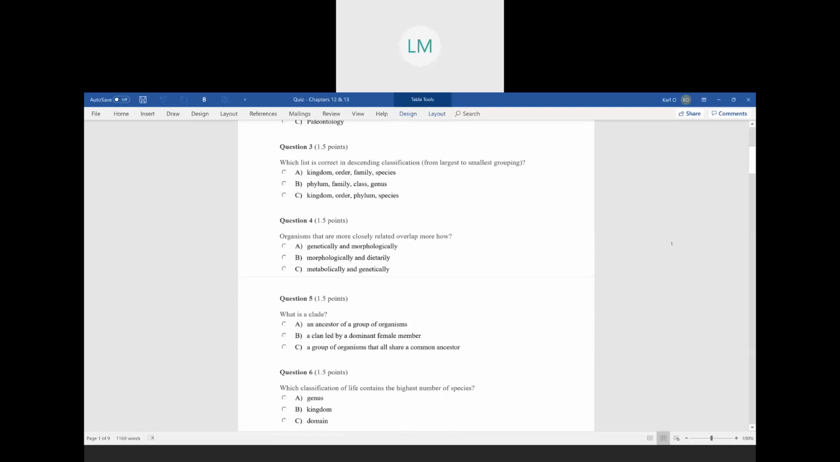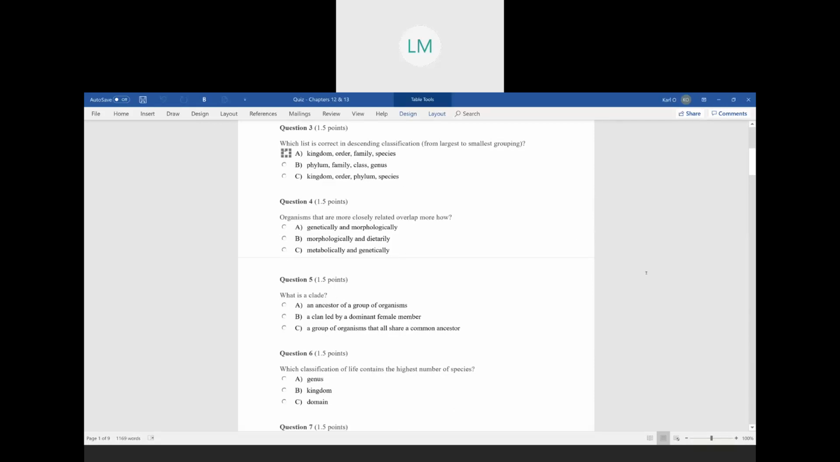Question number 3, which list is correct in descending classification? So we're going from the largest group to the smallest group. The largest group listed here is kingdom. After that, it goes down to order, then family, then species. So A is the correct answer here. This one also starts with kingdom, but then it has order and phylum. Phylum is more inclusive. It is a bigger group than order, so these are not in the correct order there.